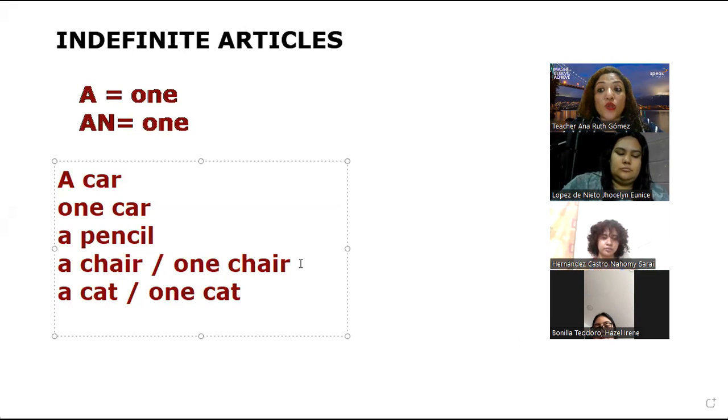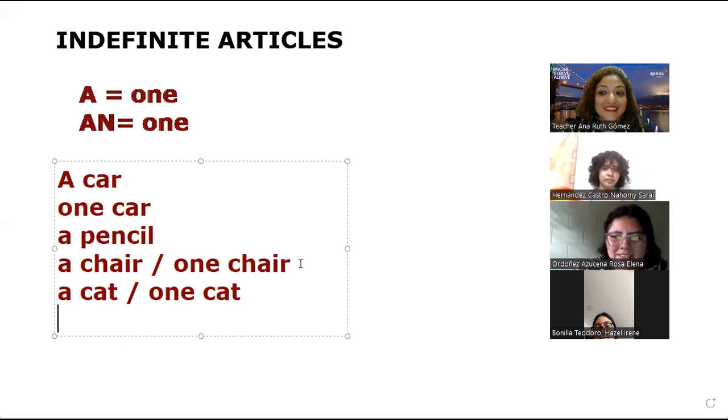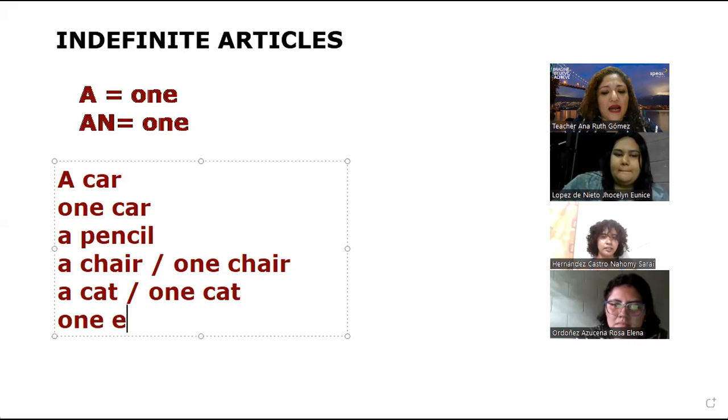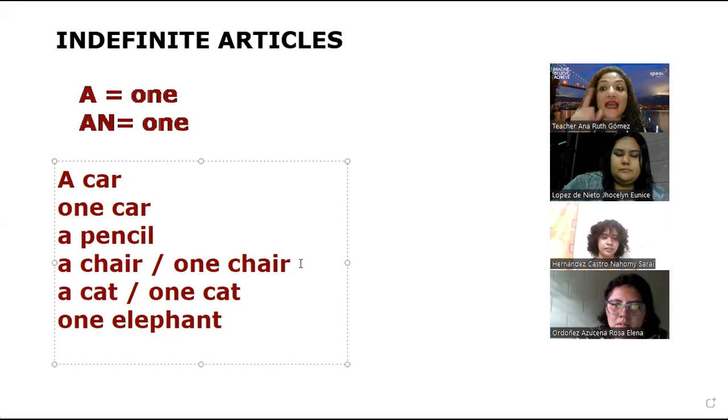How do you say un elefante? An elephant. Uh-huh, everybody. One elephant. Okay. You can say one elephant. And pay attention. An elephant. Okay. Very good. An elephant.